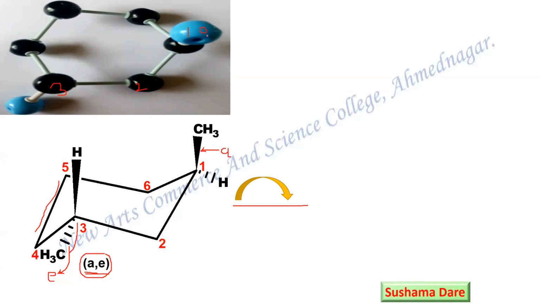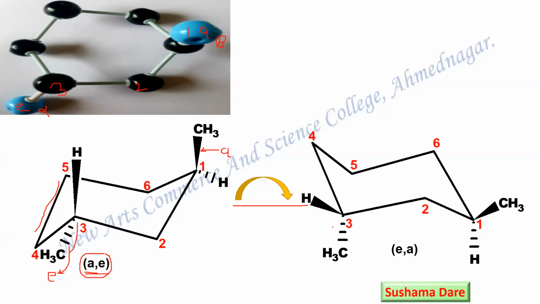So this is the axial methyl group. Number 3, this equatorial group is going in the downward direction. So this is the equatorial group, or I call it the alpha carbon, and this one is the beta methyl group. Now after flipping, what are the changes you observed?